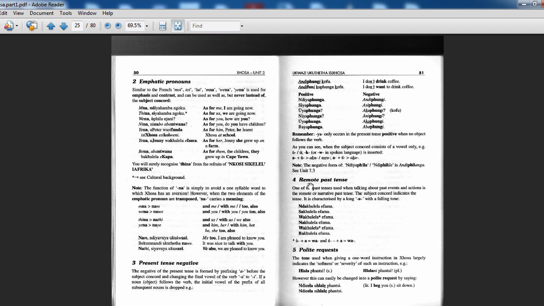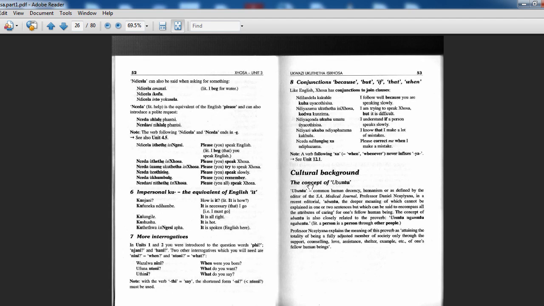Then you have 2, emphatic pronouns. Number 3, present tense, negative. And then 4, remote past tense. 5, polite requests.